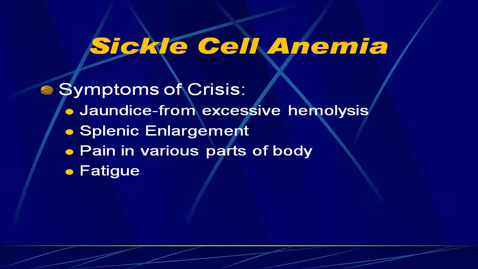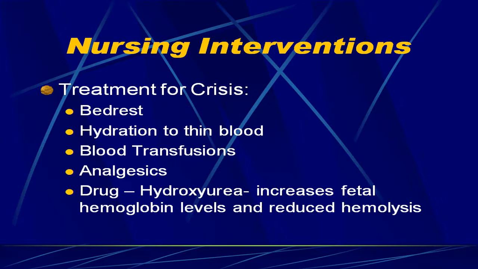The person is going to have pain in various parts of the body. I've taken care of many sickle cell patients before, and they'll tell you to be careful with the arm because that's the part of the body where they're having their crisis. And so what that means is that they have more cells clumping in that area of the body, and that's the part of the body that hurts them the most. And they're also going to have fatigue associated with it.